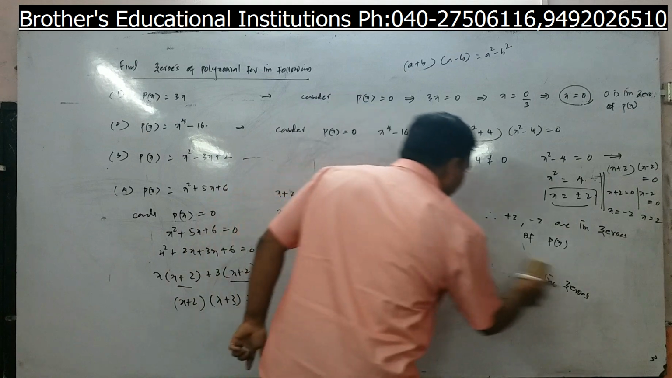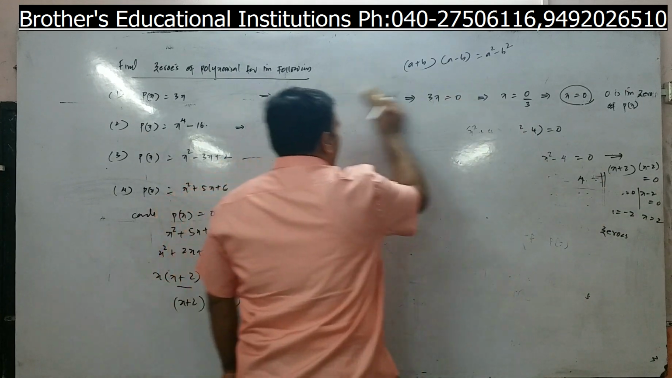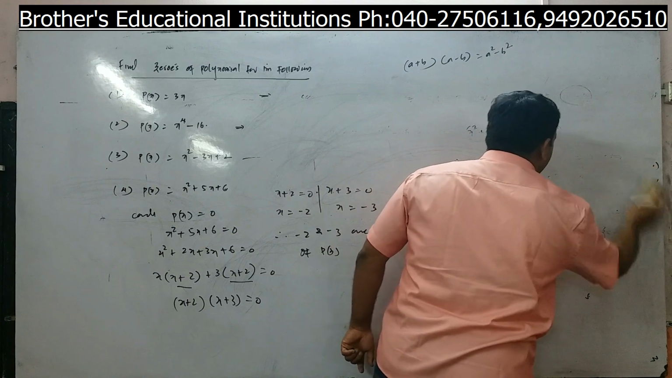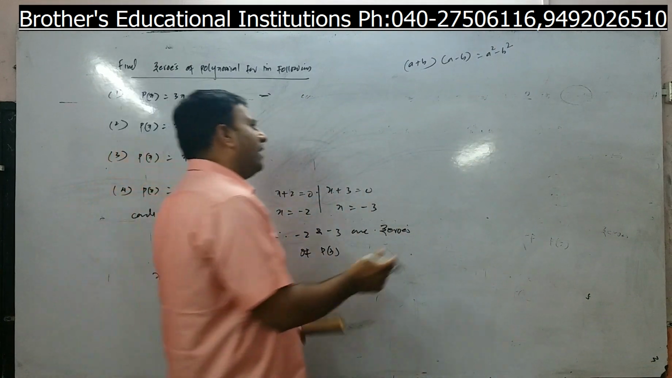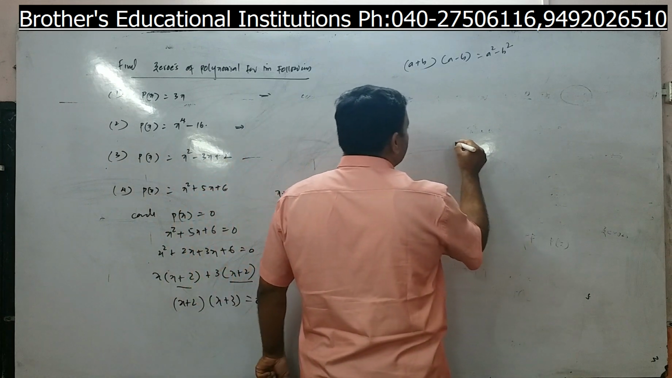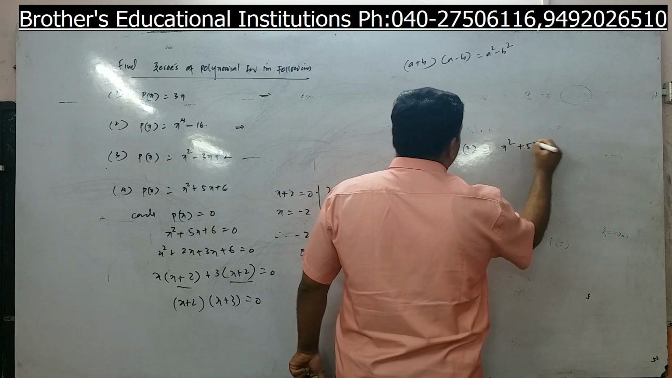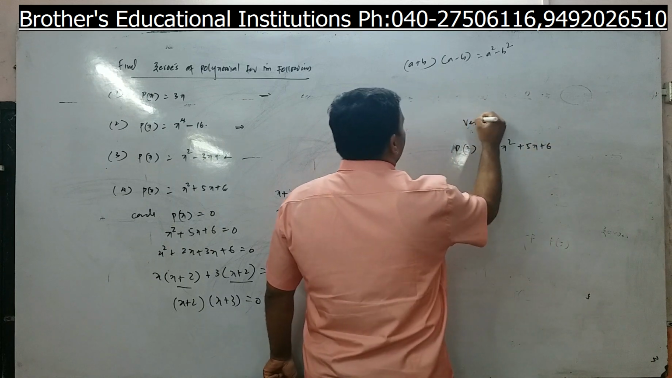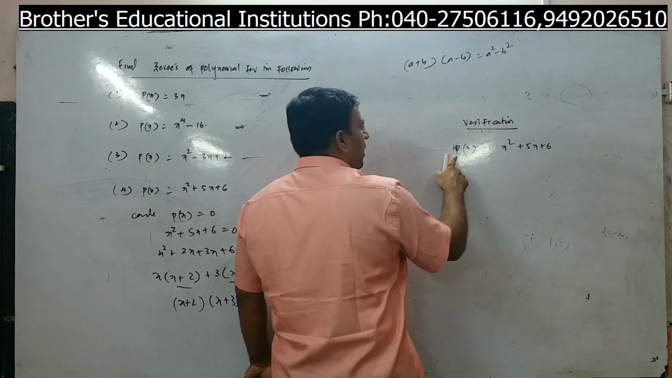Let me make you understand by substituting these values. Now suppose if I substitute x is equal to minus 2, you know what should be the value you will be getting? Right? P of x is equal to what? X square plus 5x plus 6. This is just a verification to make you understand what 0 is.